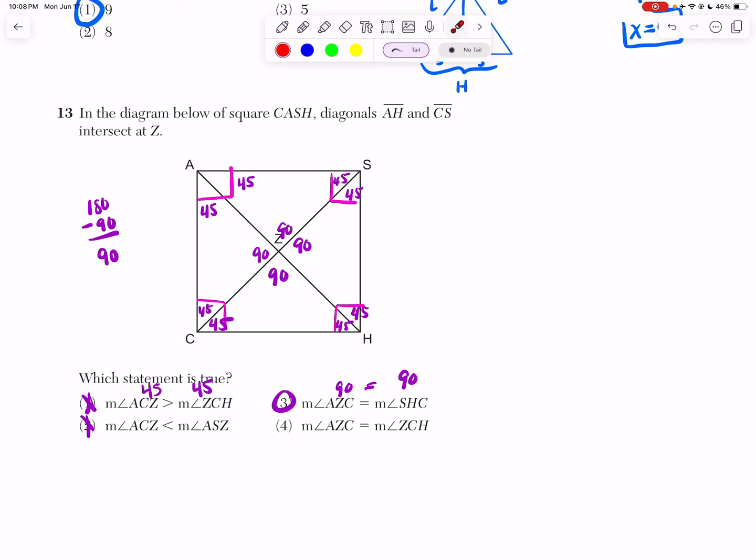Now, if I look, it says AZC. I have a 90, and we're saying that's equal to ZCH, which is a 45-degree angle. So it has to be choice number 3, because that's the only one where the statement is true.